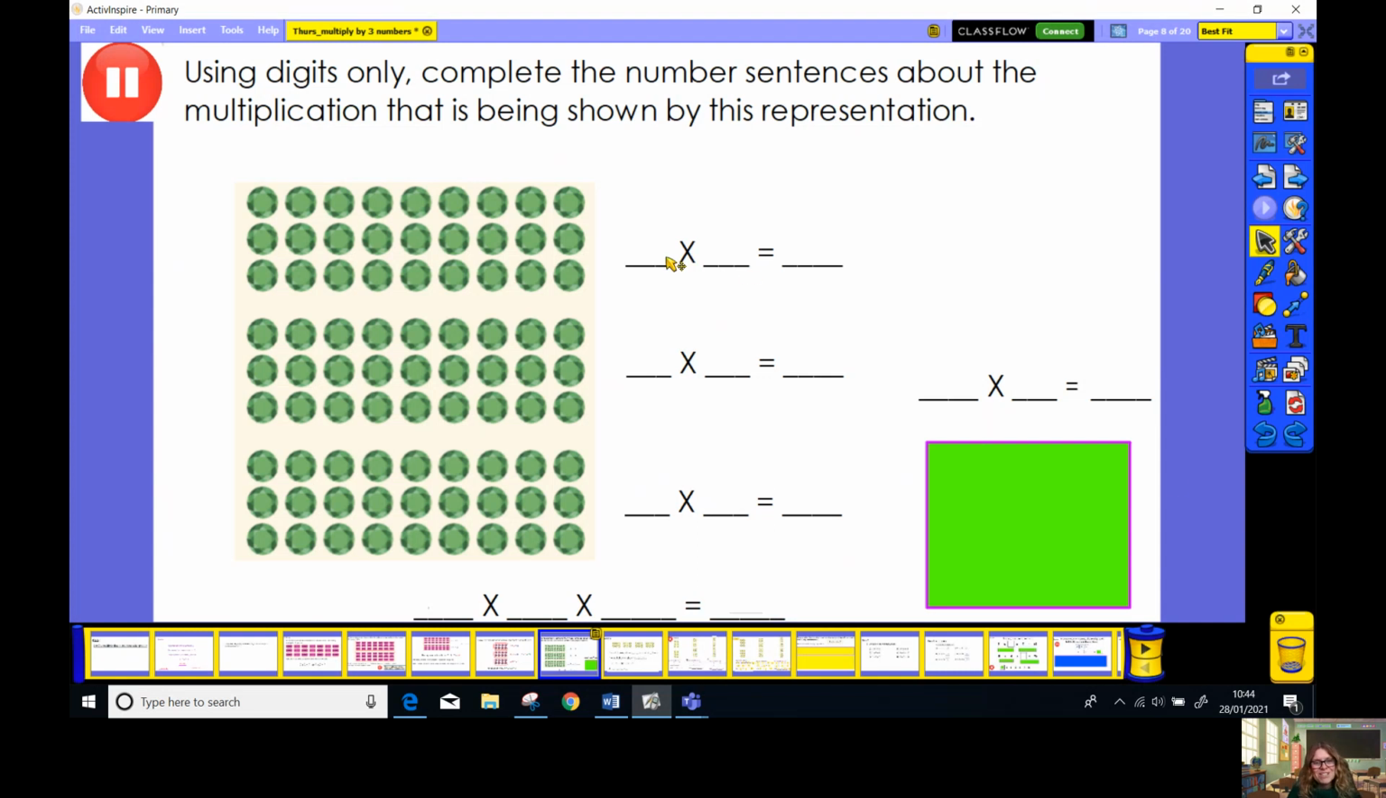Well done. So in this first group here, we can see that there are 3 rows of 9 counters. 3 times 9 is 27. Let's just check that for each one of the others.